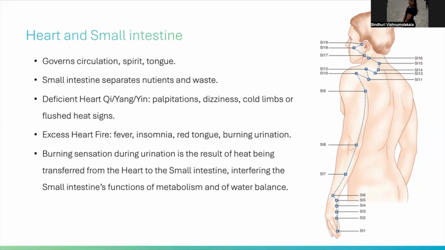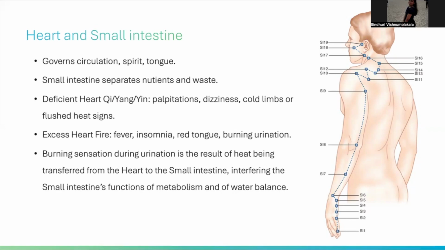Now, the heart is responsible for moving blood through the vessels. It also houses the spirit, making it the organ most closely connected to mental and emotional activities. So, any depression, anxiety, these are also generally related to the heart meridian, because as we all believe, our emotions are hugely driven by our heart. So it also governs circulation and also the blood vessels and also the spirit.